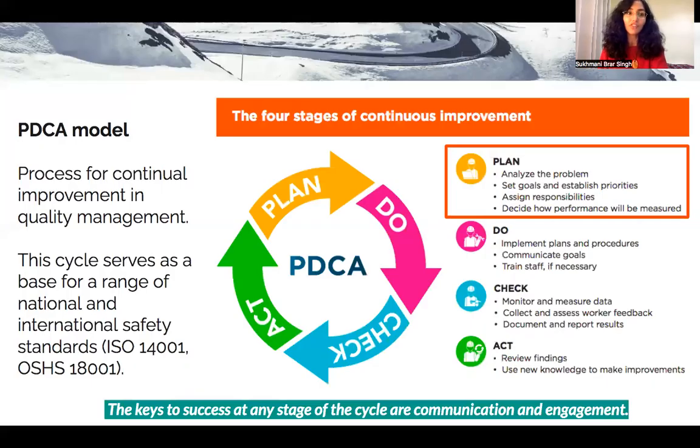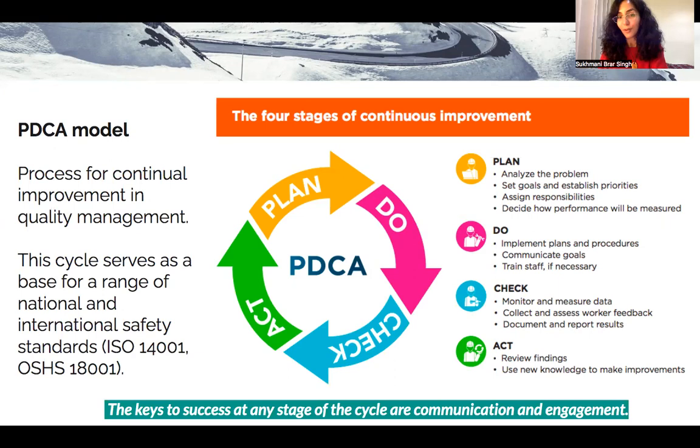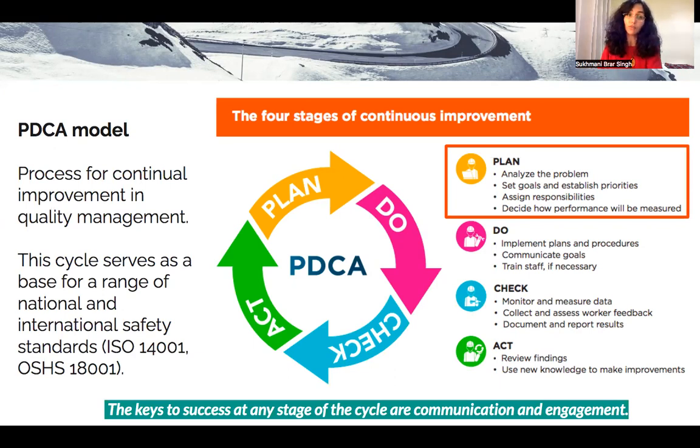All right, so I mentioned the PDCA model. The PDCA model is made up of 4 stages. The first stage is to plan. You want to analyze the problem, set goals and establish priorities, assign responsibilities, and decide how performance will be measured. That is the first step for continual improvement. So if there's a certain system that you want to improve, you start off with the planning stage.